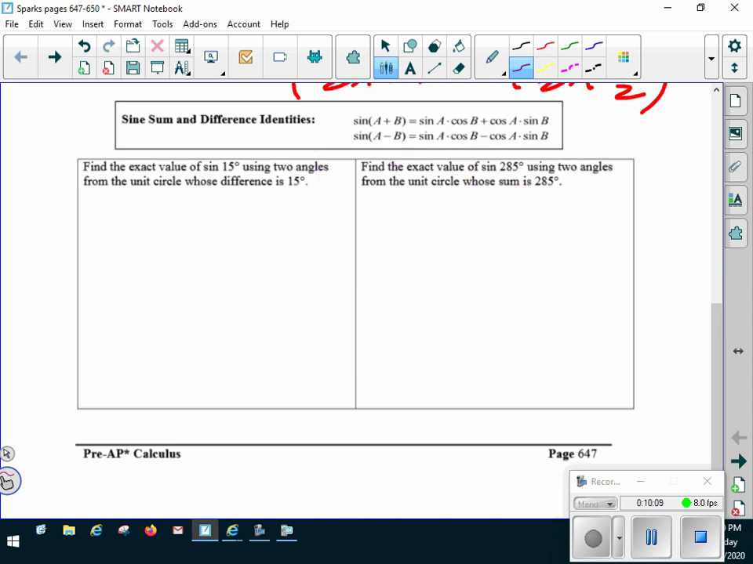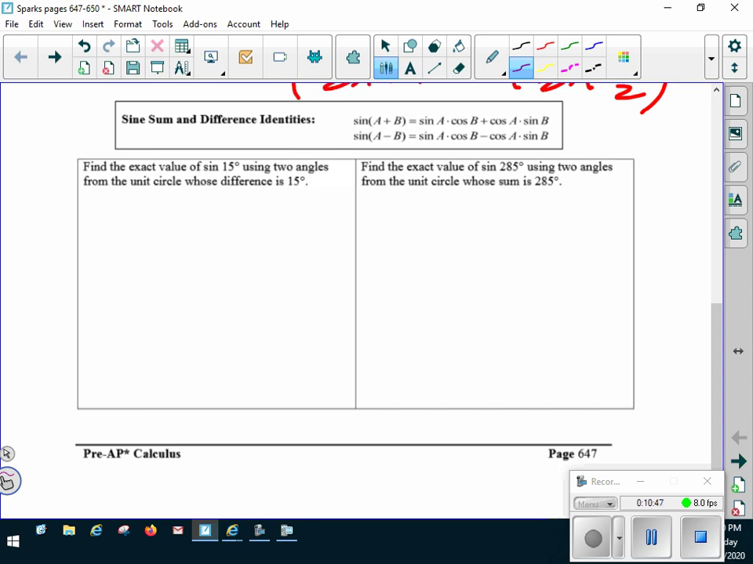Now we're going to look at these bottom two on this page, and you may want your stuff you must know cold. Find the exact value of the sine of 15 degrees. 15 degrees is not on our unit circle. We don't know anything about it. Using two angles from the unit circle whose difference is 15 degrees. Can you come up with two angles on that picture that will subtract to give you 15 degrees? 45 and 30. What else? 60 and 45. You bet. You could use either pair and you'll get the same answer.